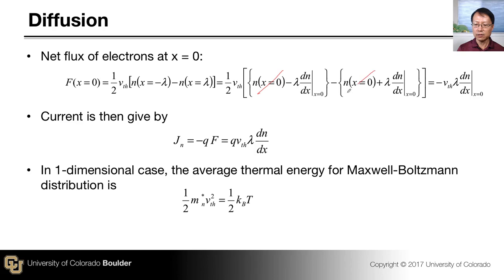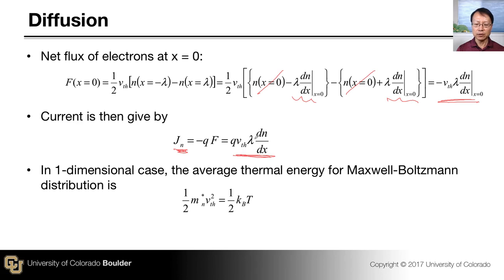So this and this cancel, and you're left with these two adding up. So the flux is given by the thermal velocity times lambda, the mean free path, times the carrier concentration gradient at x equals 0. Now this is the flux, the number of electrons moving per unit time. So the current density is simply given by multiplying the electronic charge to the flux, negative q times the flux. So the diffusion current of electron is given by this.